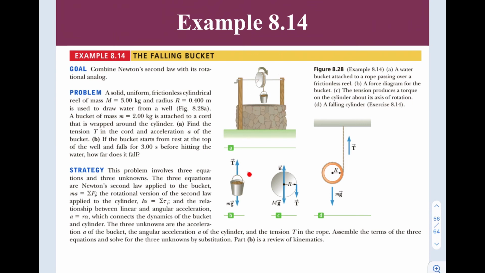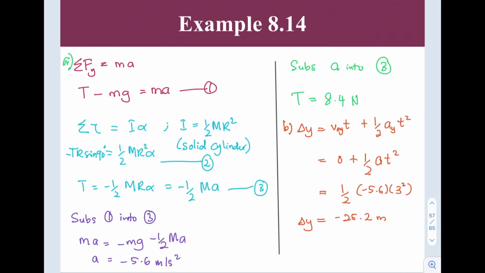So this is a physical diagram of them. This is the bucket, with its free body diagram, and this is the free body diagram of the reel. For the hanging bucket, we are going to analyze sum of Fy equal to ma. What we have there is T upward minus mg equal to ma, and this is going to be our equation 1.